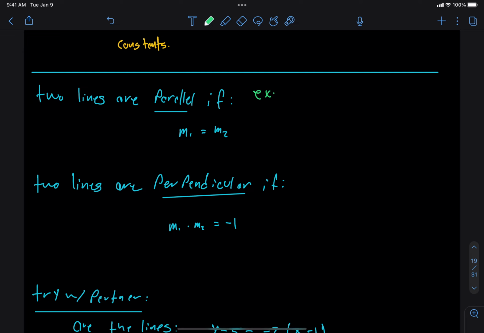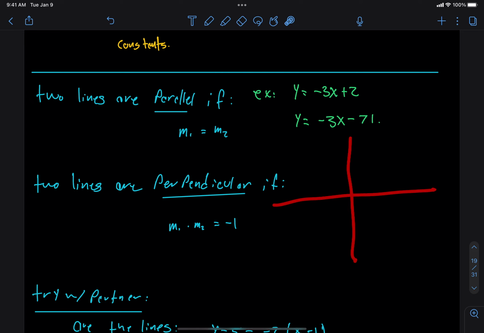Okay, so for example, y equals negative 3x plus 2, and y equals negative 3x minus 71. Okay, so these two lines look like the following. Negative 3x plus 2 looks like this. Negative 3x minus 71 is probably way off the bottom of our screen, but I'll put it like that. Okay, looks something like that. So these are what parallel lines look like. They go in the same direction, and that means that they have the same slope. Okay, so that's parallel lines.